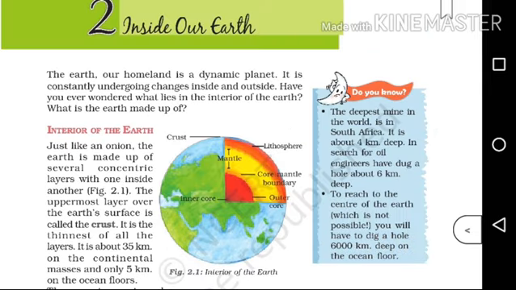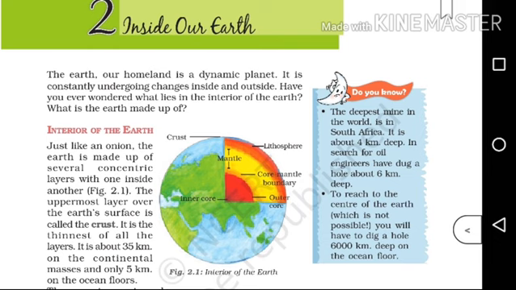Do you know the deepest mine in the world is in South Africa? It is about 4 km deep. In search for oil, engineers have dug a hole about 6 km deep. So the deepest mine on the Earth's surface is in South Africa and it's 4 km deep. And in search of oil, the engineers have dug the Earth up to 6 km deep. So these are the deepest mines in the world.